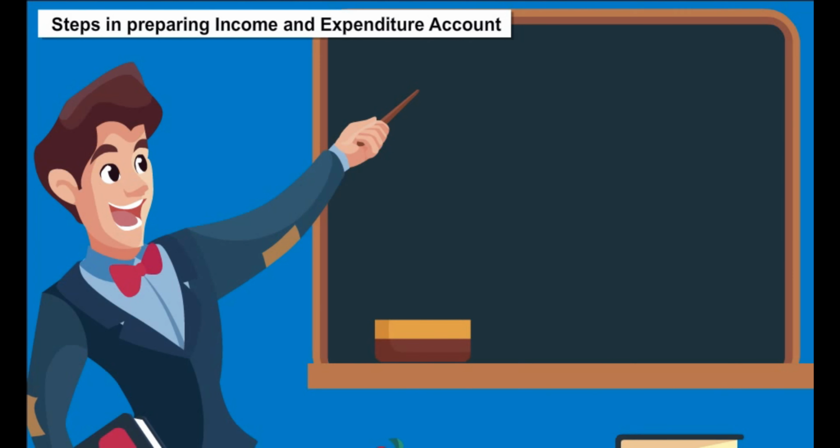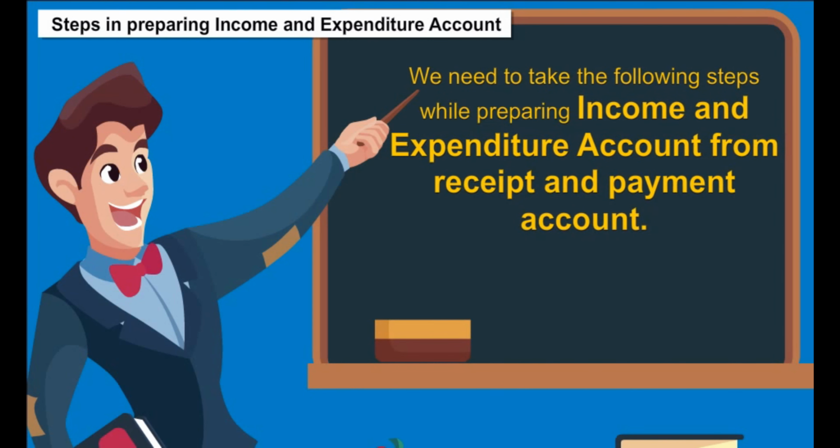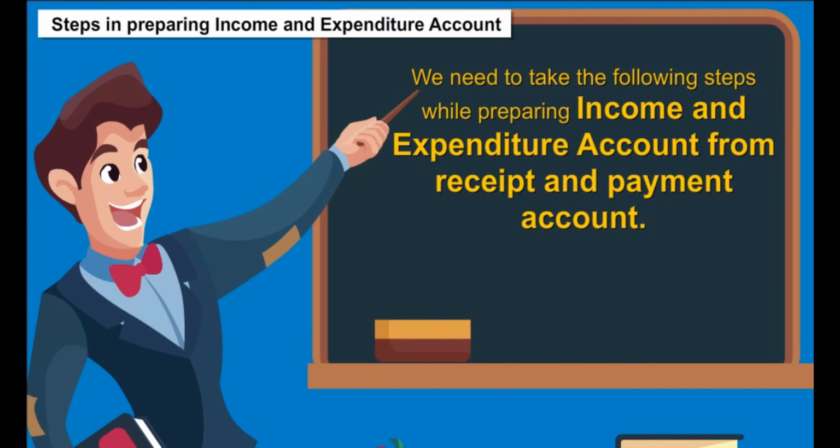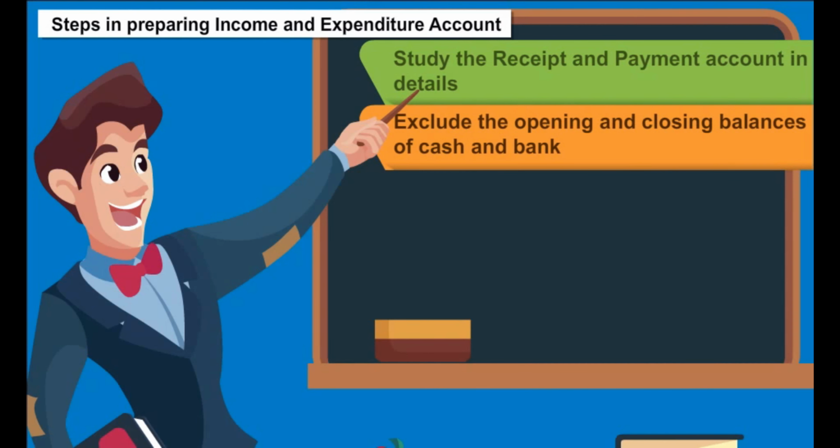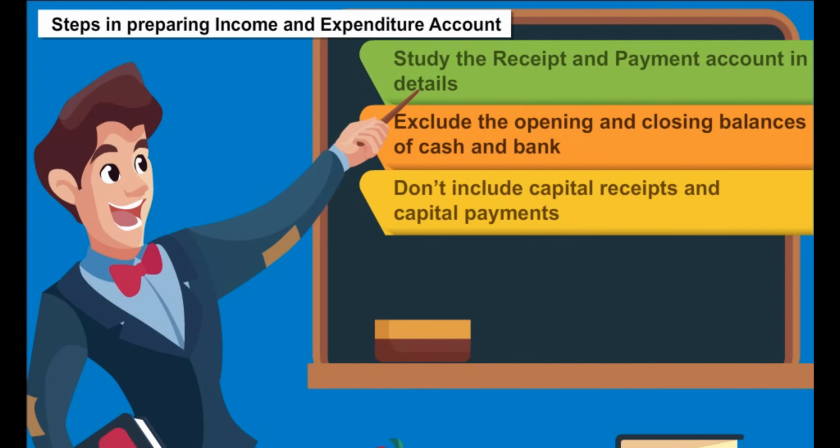Steps in preparing the income and expenditure account. We need to take the following steps while preparing the income and expenditure account from the receipt and payment account. Study the receipt and payment account in detail. Exclude the opening and closing balances of cash and bank from the income and expenditure account. Don't include capital receipts and capital payments, as these will be reflected in the balance sheet.